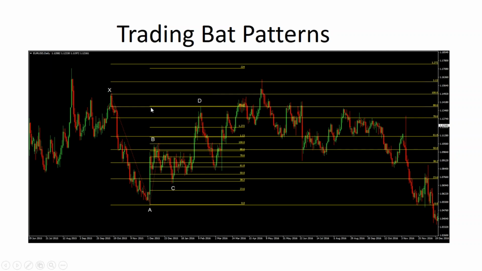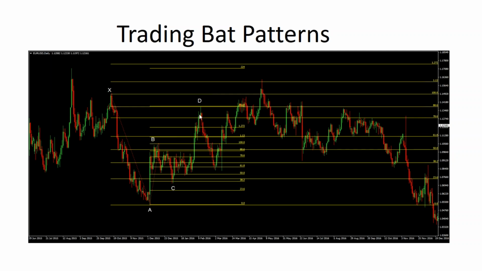Okay, so we've got our confluence between the two different Fibonacci levels. We've got our 88.6% retracement, we've got our 161.8% extension, and this gives us our ABCD completion point and the level at which we can sell.